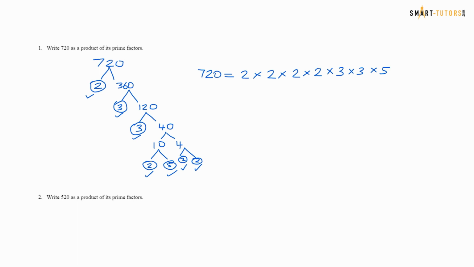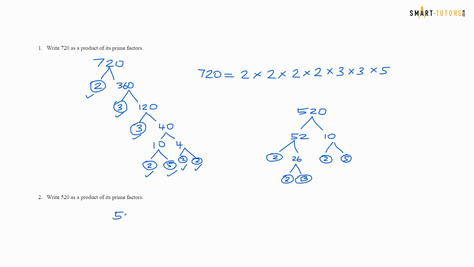Question number 2, 520. So 520 I'm going to write as a product of prime factors using a factor tree. Let's say the easiest way to do it is 52 times 10. Then 10 can be 2 times 5. Then 52 is 2 times 26. 26 is going to be 2 times 13.